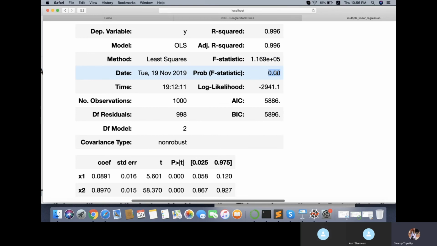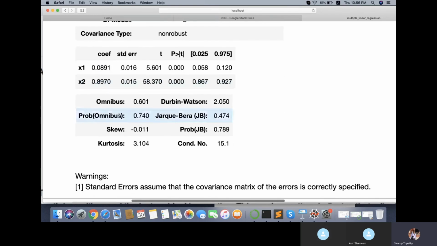Okay, now next there is something called the omnibus test, skewness test, Durbin-Watson test, Jarque-Bera. Skewness is nothing but whether the data is skewed or not. Kurtosis is nothing but what the kurtosis is. Here it says it's a positive kurtosis. Skewness is a little bit negative. Then we have different types of tests like Durbin-Watson, Jarque-Bera. There are different tests which we are getting.